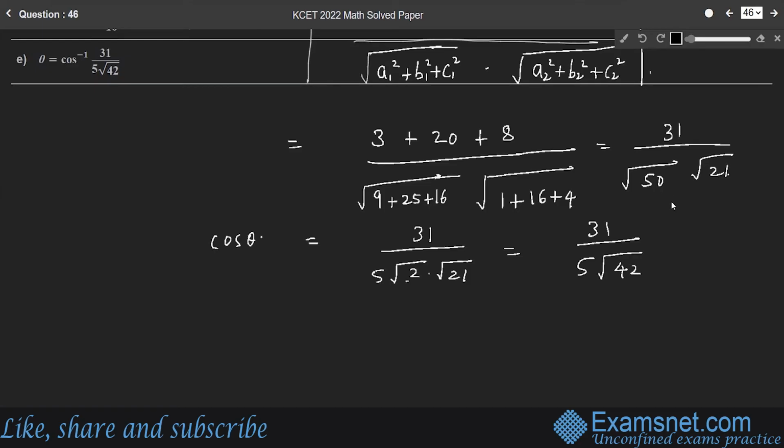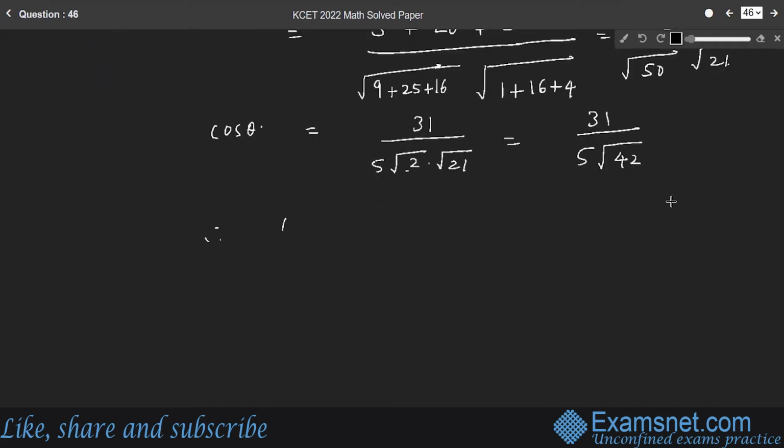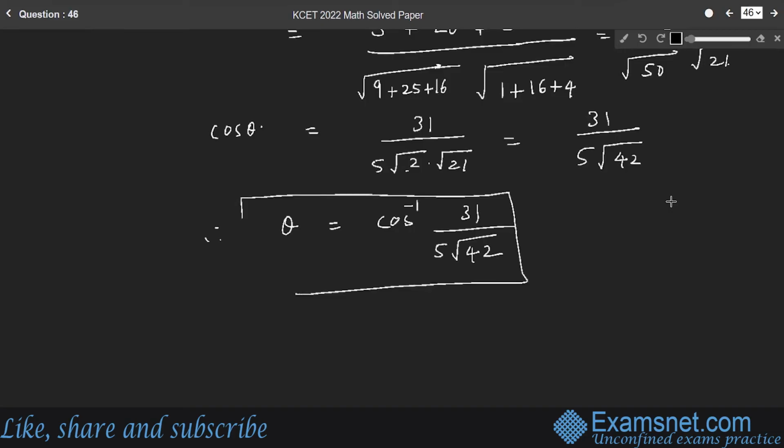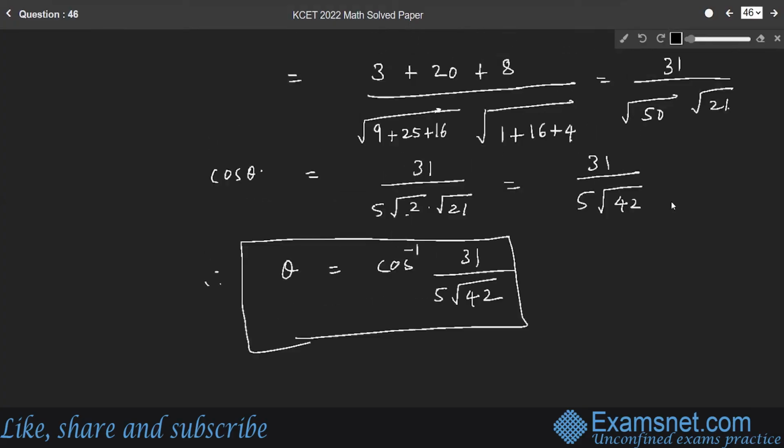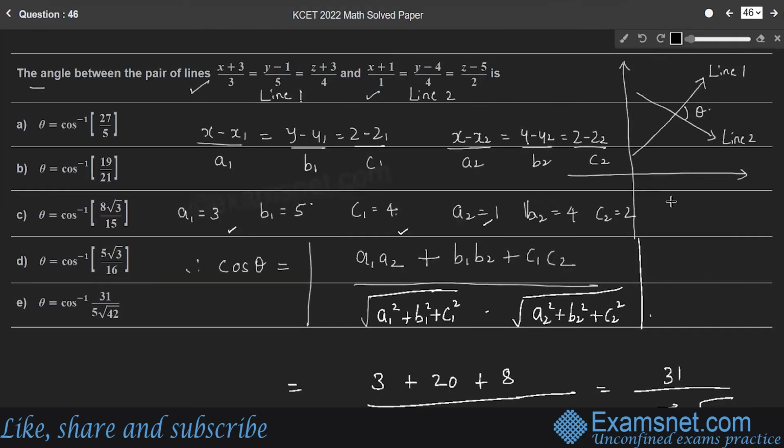Here we need theta, right? Therefore, the angle between the pair of lines is cos inverse 31 by 5 root 42, right? Cos inverse 31 by 5 root 42. So option E is the right answer, right? Theta is cos inverse 31 by 5 root 42.